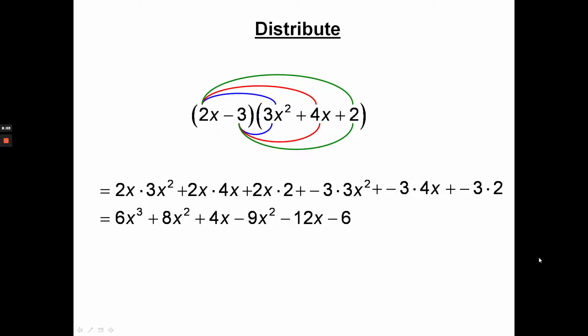We need to combine like terms and make sure it's in standard form. So combining like terms, we have 8x squared and negative 9x squared. And we have 4x and negative 12x are like terms, so we need to combine those. And we get 6x cubed minus x squared minus 8x minus 6.